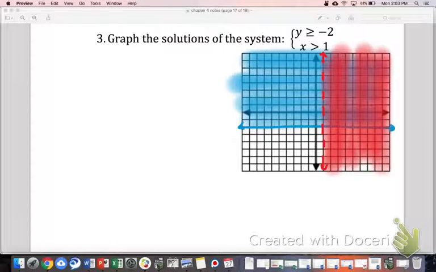And now you can see where the shadings overlap would be kind of that upper right region. That would be where your answer region is. So what that means is that any point that you pick out up there, any of these points that I'm putting dots on, should work in both inequalities, no matter what, right? Any point in that region should work, okay?